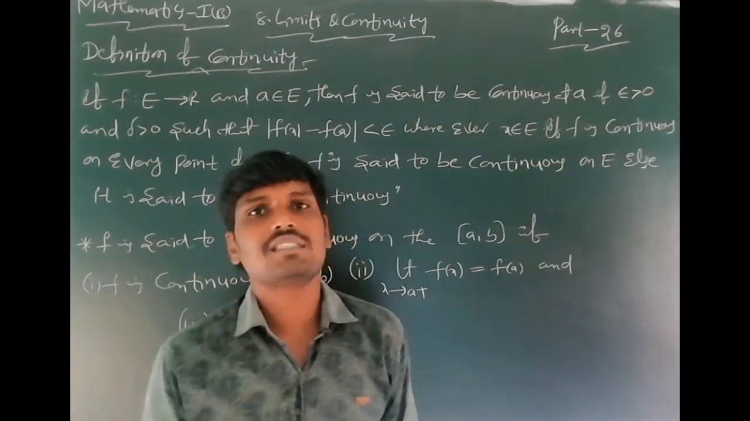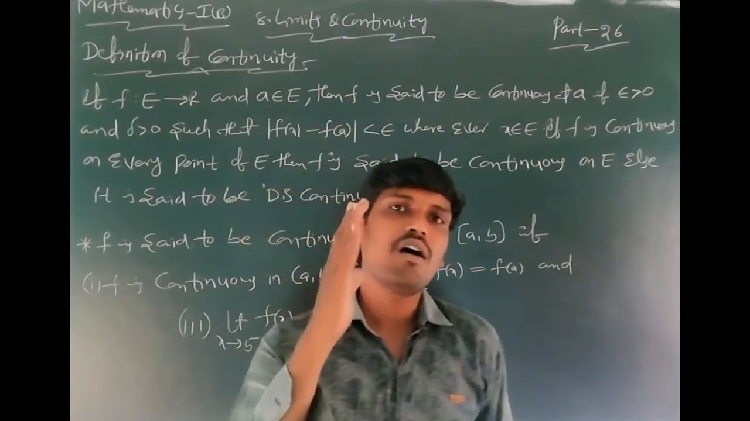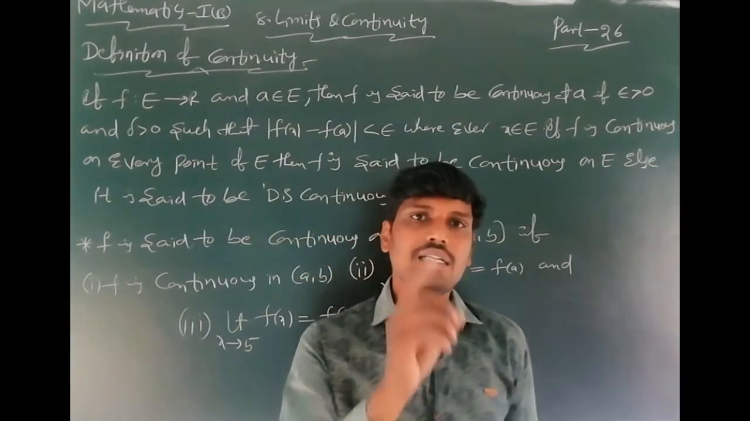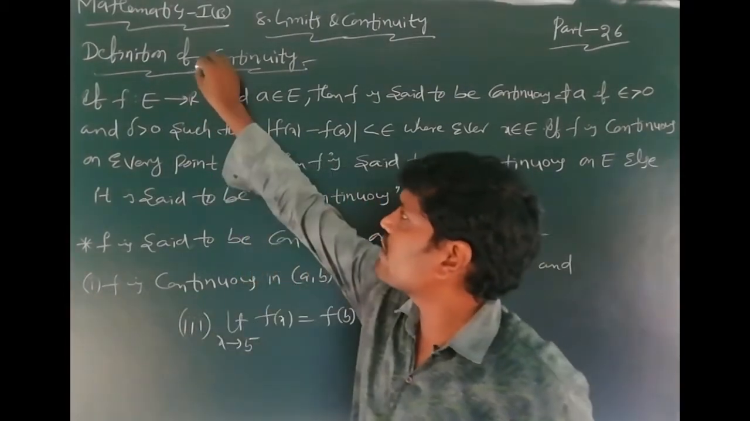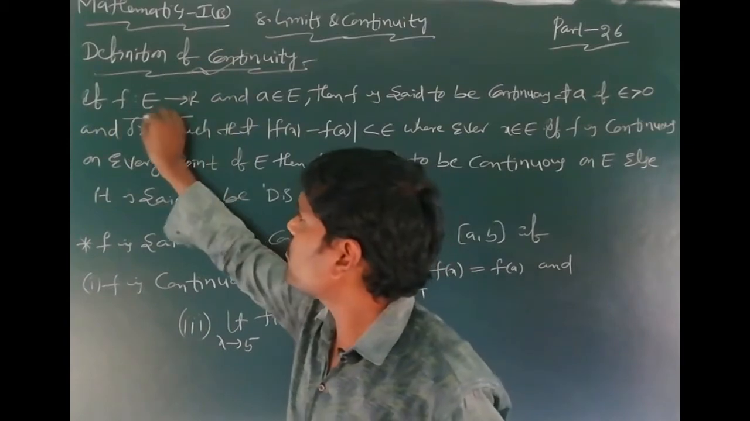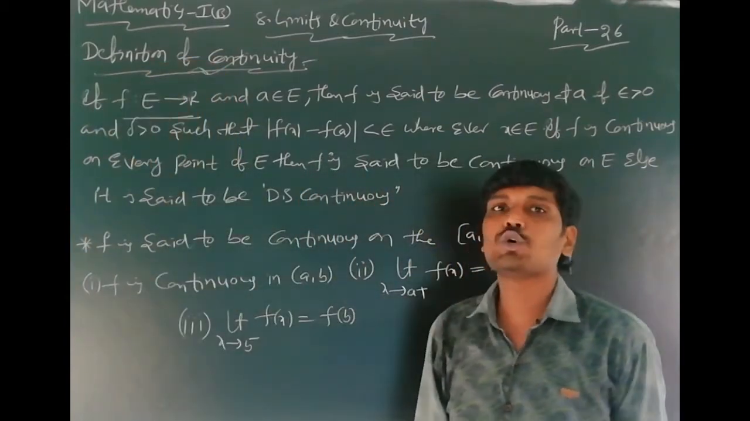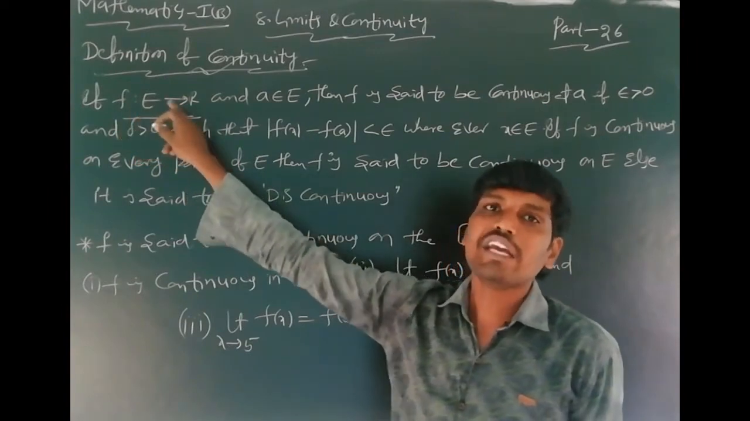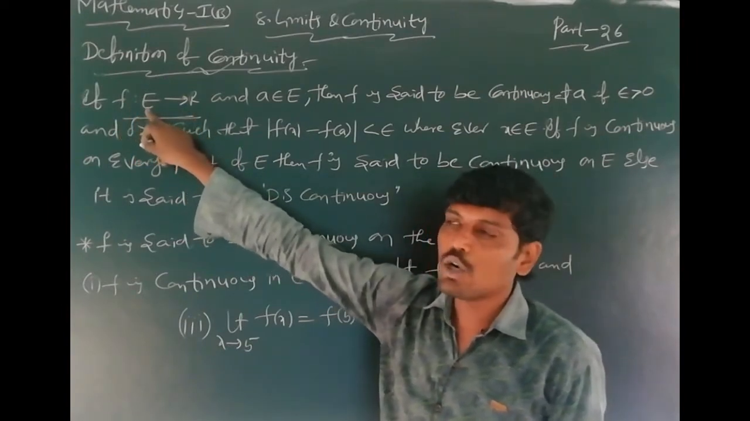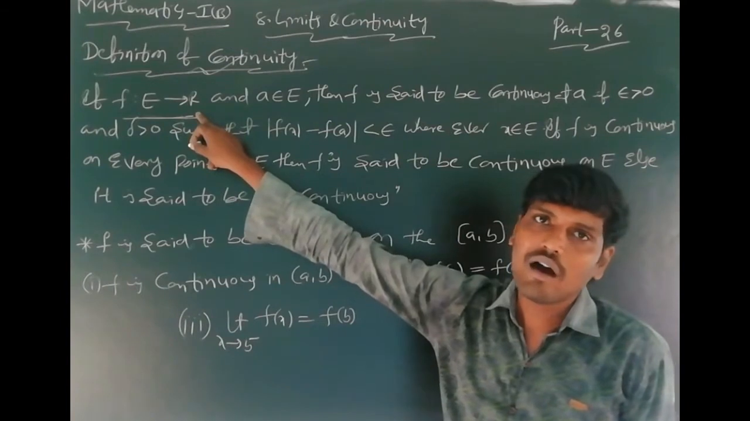Next topic is continuity. What is the meaning of continuity? First, discuss the definition of continuity. Here, f is a function mapping from capital E to R. Here, E is called the domain, R is called the codomain or range.